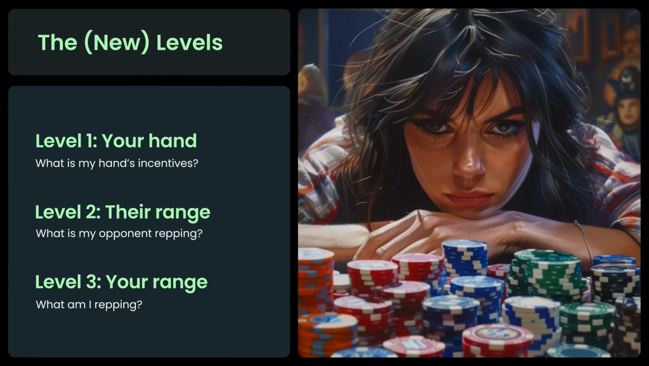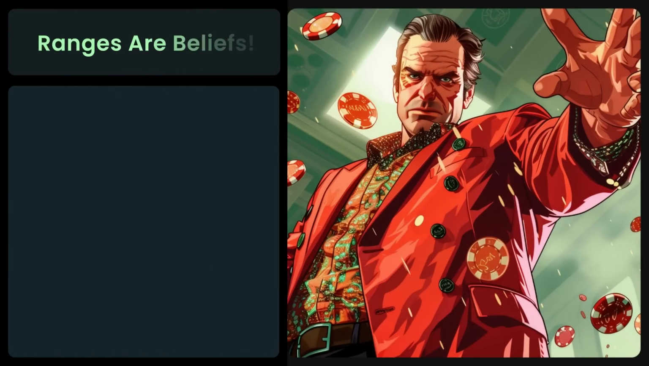So if you are a splashy loose player, people are going to believe that you're quite wide, and they're maybe more likely to pay you off, but also more likely to call your bluffs. Conversely, if you're a very tight player, players would view you as kind of a nit. They're less likely to pay you off, but also more likely to fold to a bluff. And so the idea of table image, leveling, ranges, they're all saying the same thing. It all describes beliefs. Ranges are beliefs.